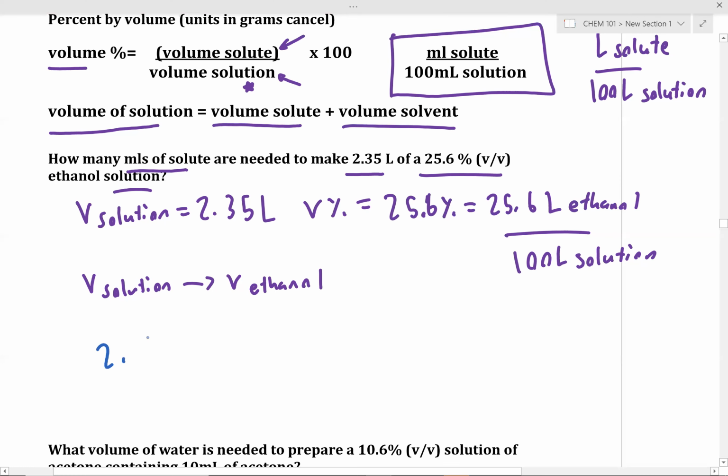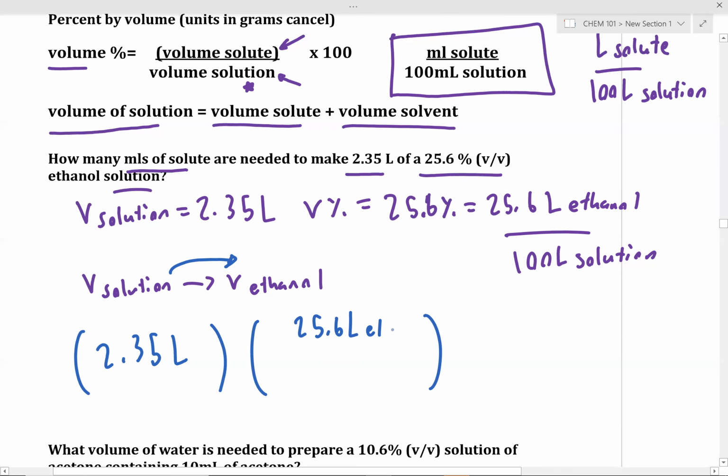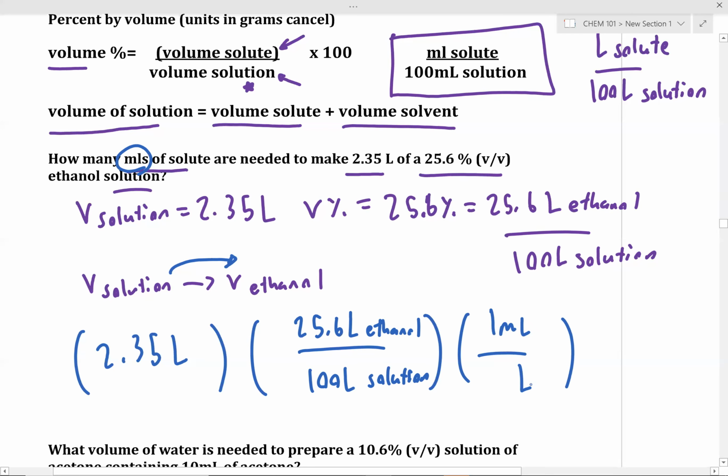So we have 2.35 liters of solution, and my question to all of you, if we're going from the volume of solution to the volume of ethanol, what goes on top? Volume of ethanol. So we have 25.6 liters of ethanol per 100 liters of solution. And then finally, since the problem asks for milliliters, in 1 milliliter, we have how many liters? What does the milli prefix correspond to?